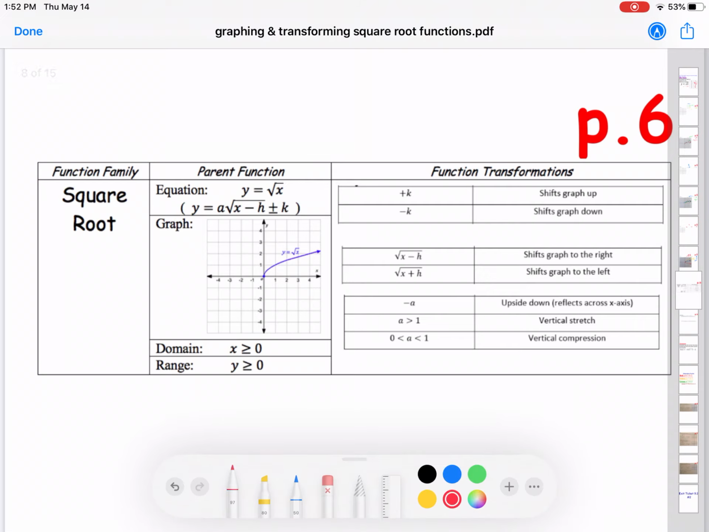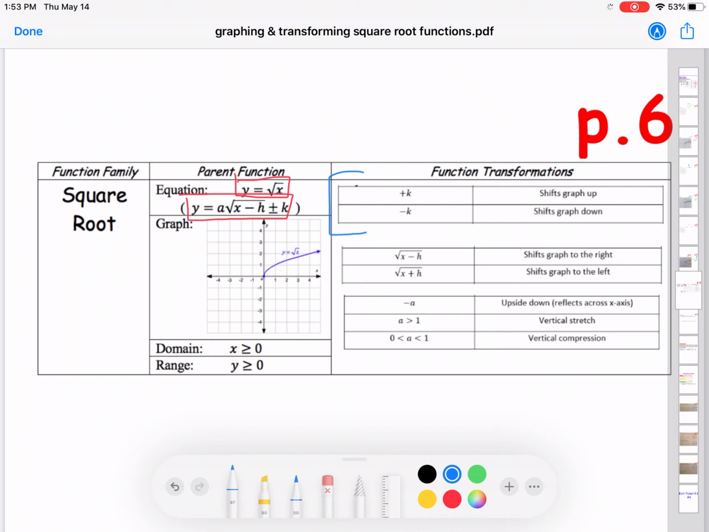We see that the parent function is y equals the square root of x, or more detailed could be written as y equals a, the square root of x minus h, plus or minus k. Our original square root graph looks as in this picture. The domain are all x values greater than or equal to 0. The y values are all y values greater than or equal to 0. And again, we see that our function can be transformed in 3 different ways.